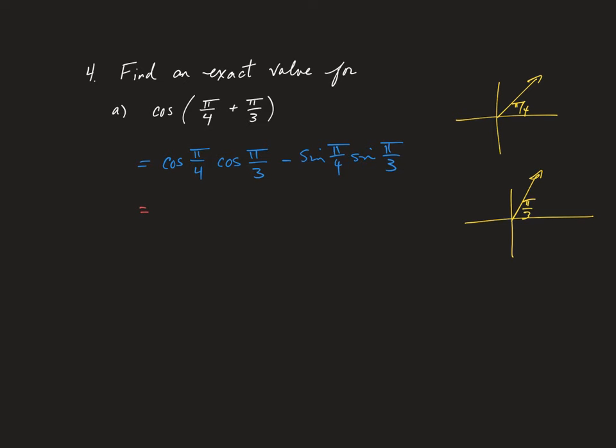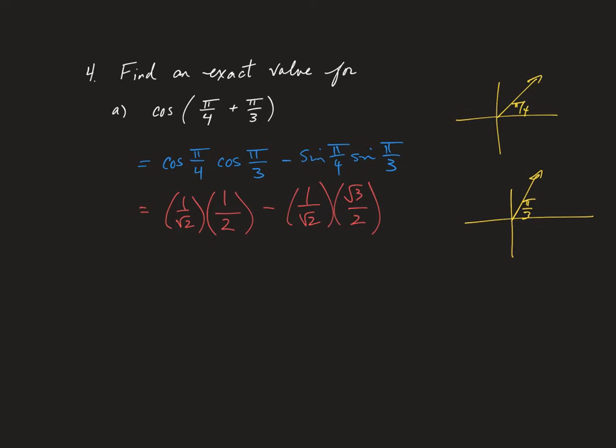My cos of pi by 4 is going to be my adjacent side over my hypotenuse. My cos of pi by 3, well, pi by 3 is a big angle, which means it has a small opposite side. My sine is my 1 over root 2. And my sine of pi by 3, big angle, big opposite side.